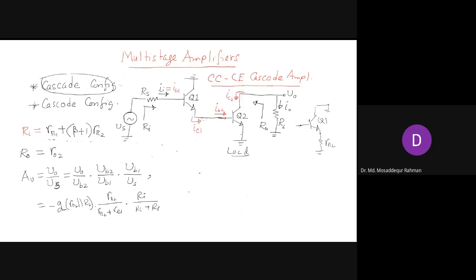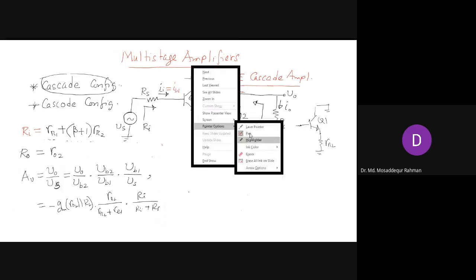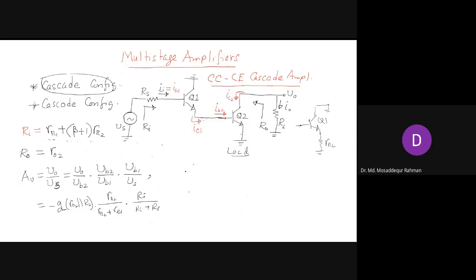Okay. So current gain is our output current divided by input current. Now we can express this like this: first I0 divided by IC2, then IC2 by IB2, then we can write IB2 divided by IE1, then IE1 by Ii.